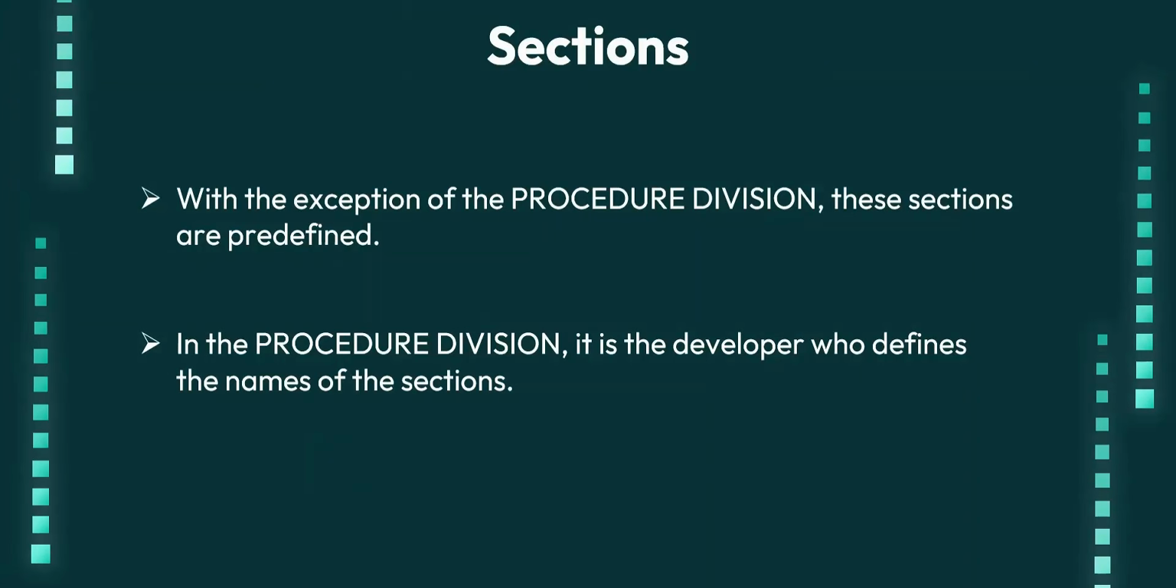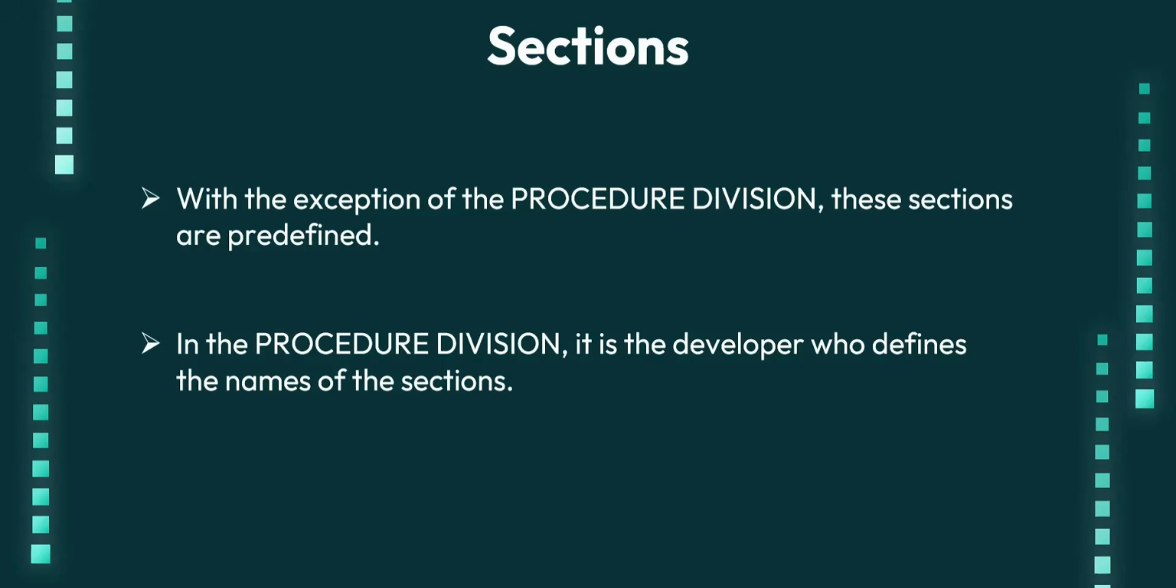Divisions in a program can be further broken down into sections. With the exception of the procedure division, these sections are predefined. For example, the working variables of a program must be declared in the working storage section of the data division. In the procedure division, it is the developer who defines the names of the sections. We will explore all the predefined sections throughout this course.